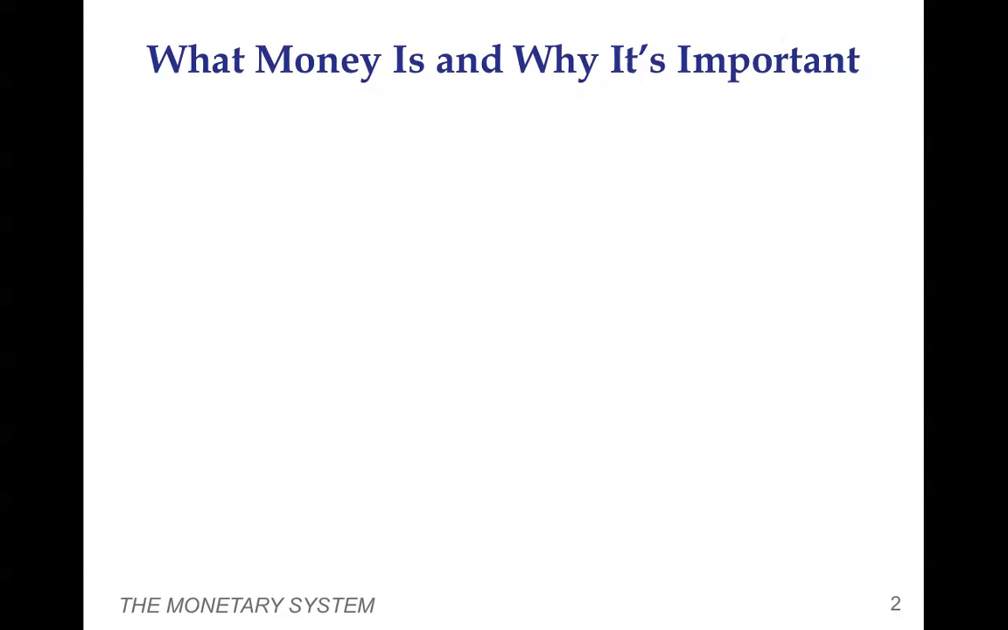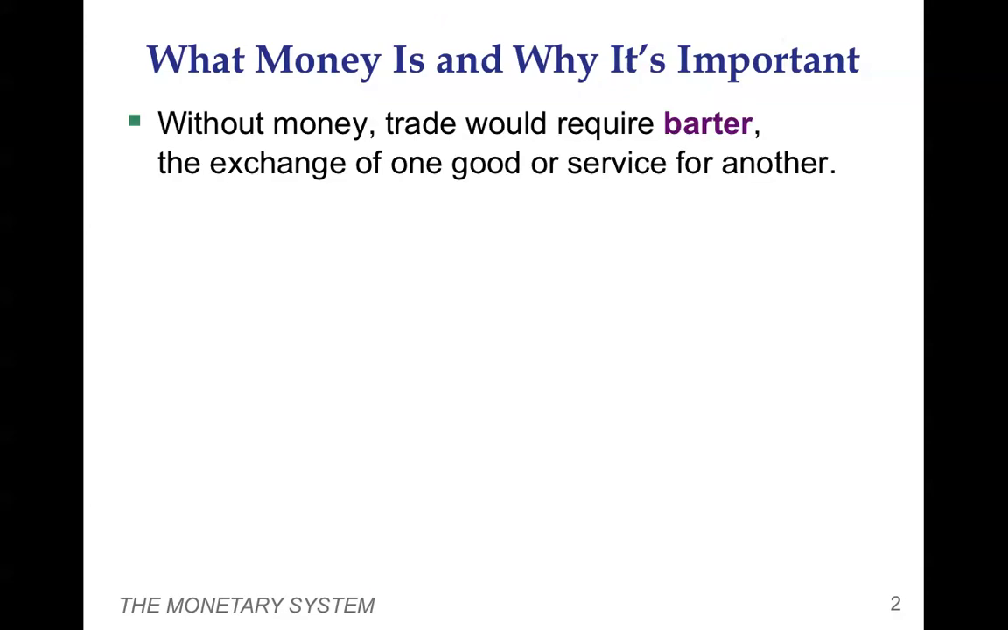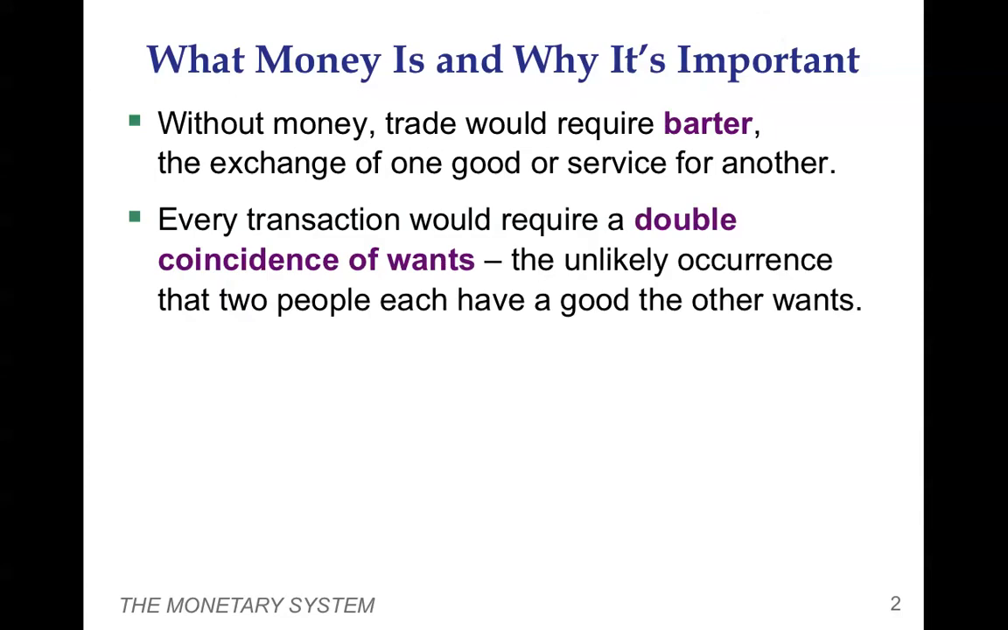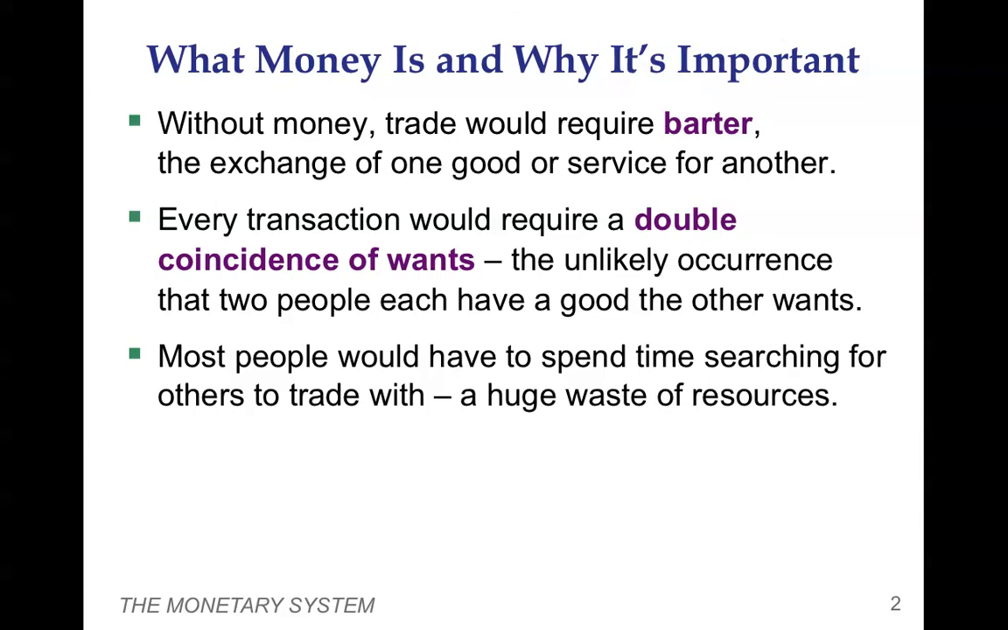Okay, our first part. What is money and why is it important? Without money, the thing that we have, the bills and currency, trade would require barter, the exchange of one good or service for another. Every transaction would require a double coincidence of wants, the unlikely occurrence that two people each have a good that the other wants. Most people would have to spend time searching for others to trade with, a huge waste of resources.